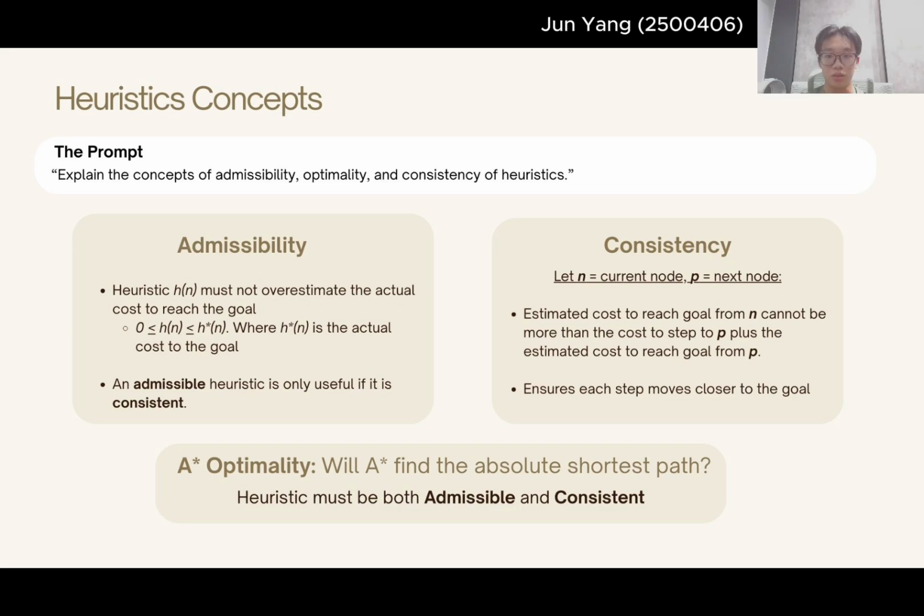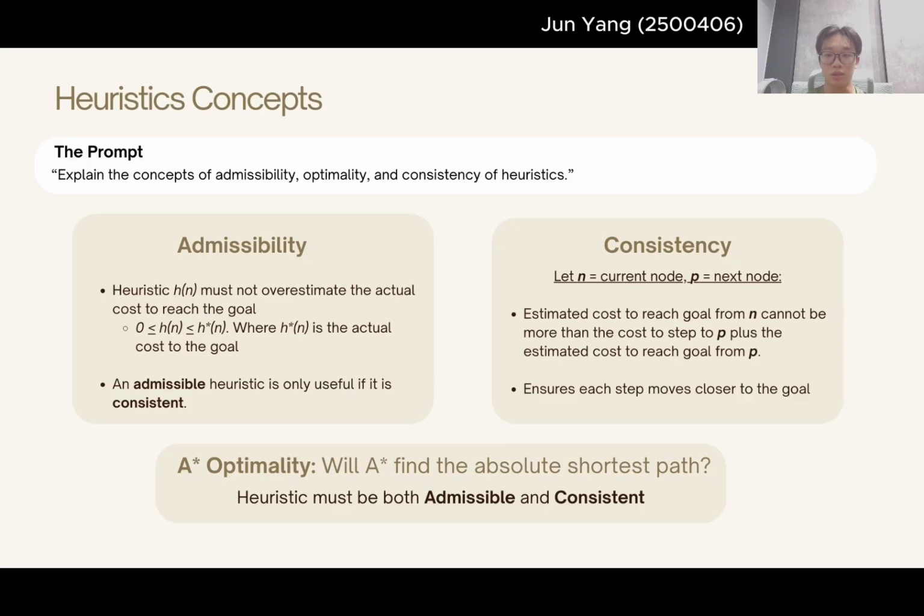For A-star to guarantee the shortest path, the heuristic must satisfy two properties. First, admissibility. For heuristic H(n), the estimated cost to reach the goal must never overestimate the true cost. Formally, H(n) must be between 0 and H*(n). Second, consistency. As you move closer to the goal, your heuristic estimates must not suddenly increase.